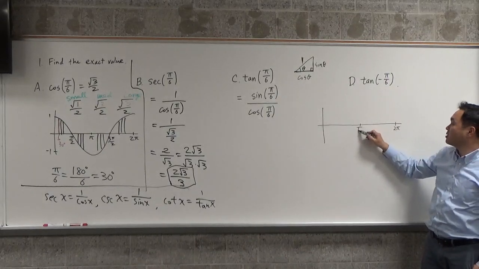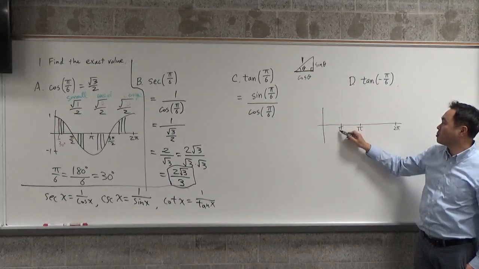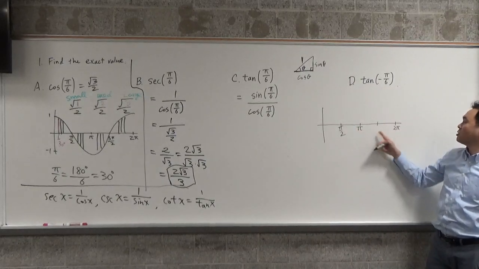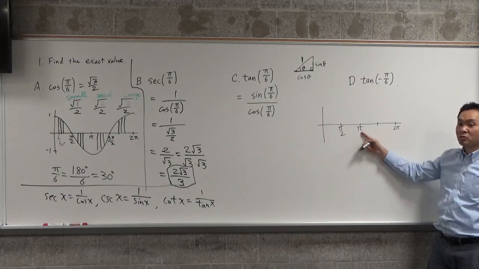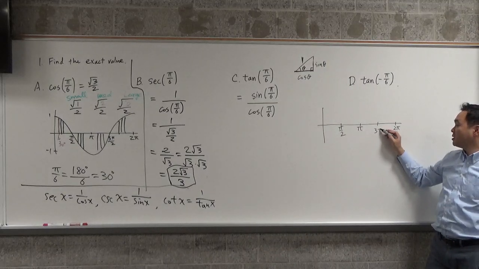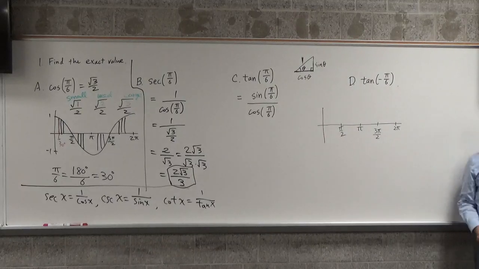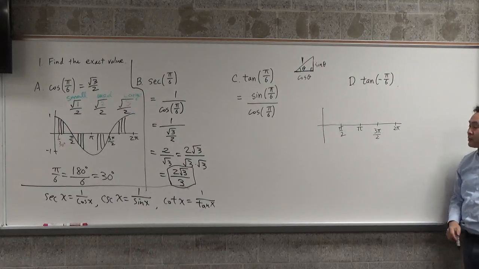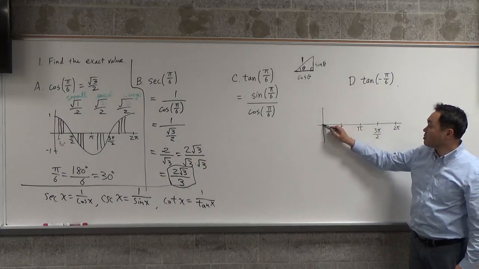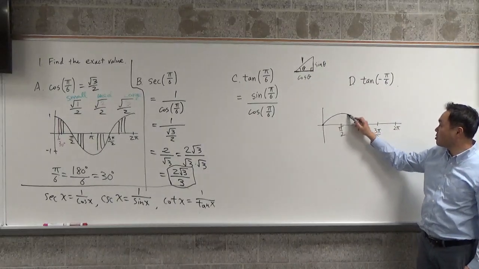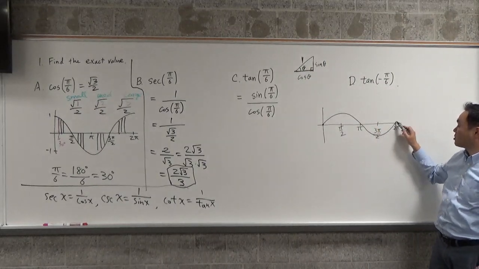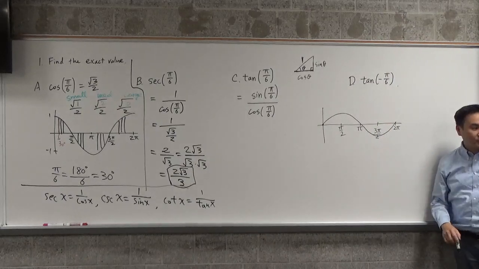2 pi, pi, pi over 2, and the midpoint between the two: you add these. Pi plus 2 pi is 3 pi, and you divide it by 2, that's how you get the midpoint. You get the average by adding two numbers and dividing by 2, right? Once you get these x-coordinates, you do 0, 1, 0, negative 1, 0. That's the graph of the sine.